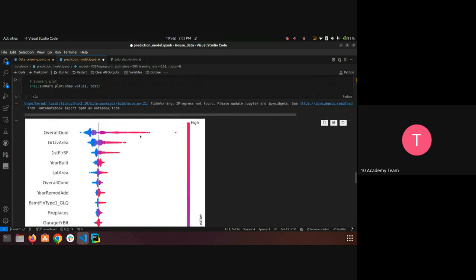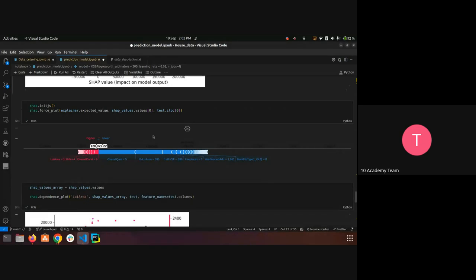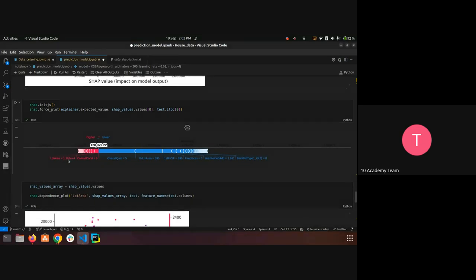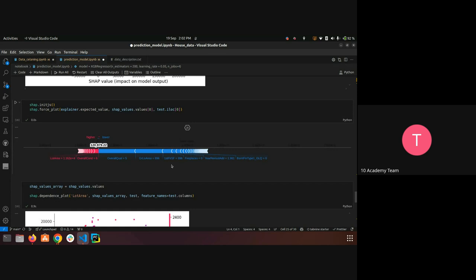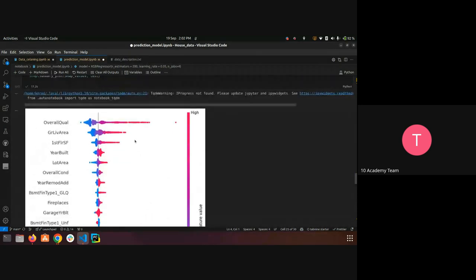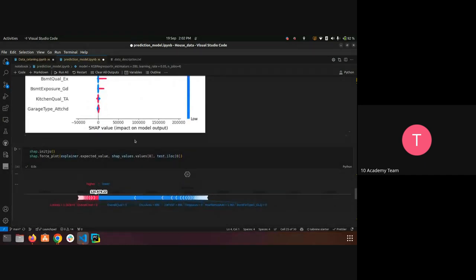So you can interpret it as overall quality being the most important feature, the one with the highest importance. Here it's just the same thing, for the split, in order to explain more. So it's basically a similar thing.